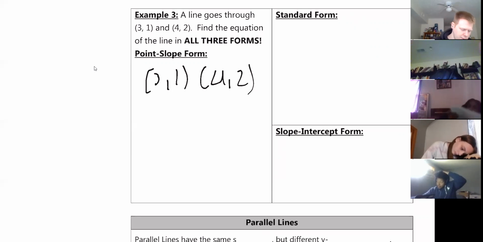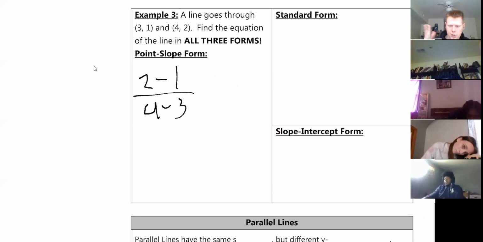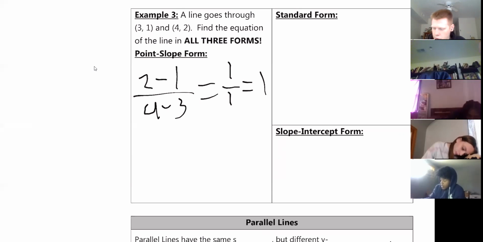I don't need to rewrite these points. Hopefully by now we're good enough. We can just plug it into our formula. So it would be our y's, 2 minus 1 over 4 minus 3, or you could have these reversed. But if you're doing y2 minus y1 over x2 minus x1, it would be this. So our m, or our slope, is just going to be 1 over 1. So our slope is 1.